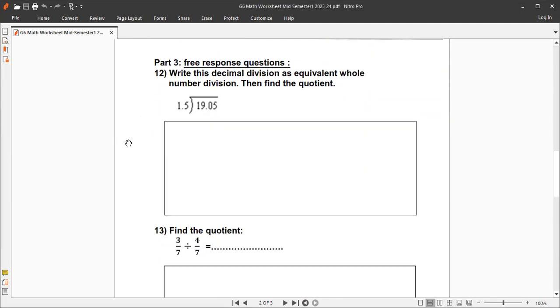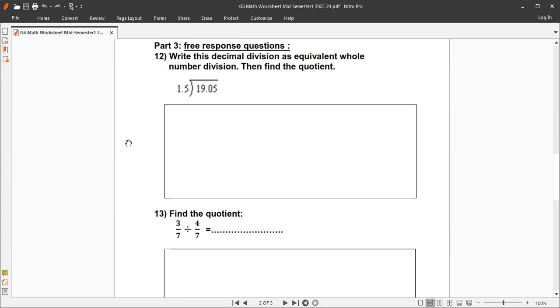Last question. Find the quotient. It means divide. Keep, change, flip. 3/7. Look, guys, I keep the first one, 3/7. Now I change the division to multiplication. Now I flip this. It becomes 7/4 because it was 4/7.